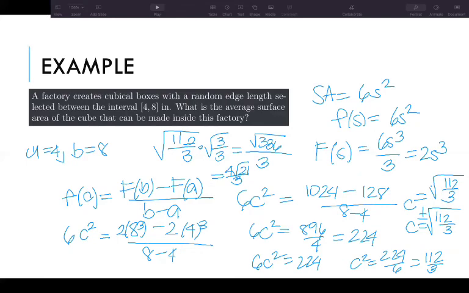This is clearly between 4 and 8 since 4 square root of 21 over 3 is just 6.11. This is approximately 6.11. So this is our final answer. So our c is 4 square root of 21 over 3 inches. We are looking for the surface area, right? So we plug it back into the surface area.